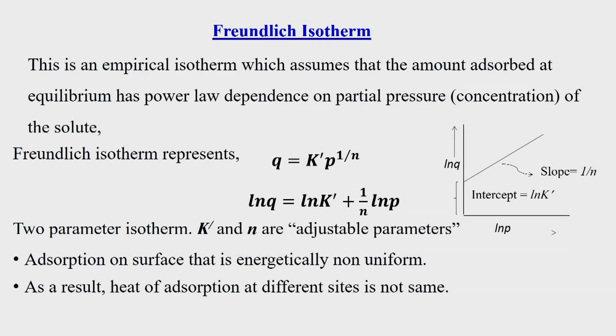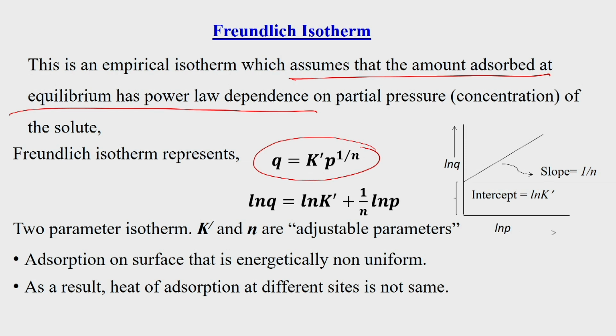Okay. Then another important isotherm is the Freundlich isotherm. This is an empirical isotherm, which assumes that the amount adsorbed at equilibrium has a power law dependence on the partial pressure. For very low pressure, using the Henry's law type equation, q = K_p P. Here it is q = K' P^(1/n).